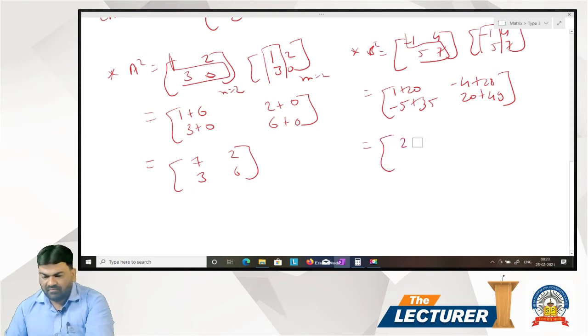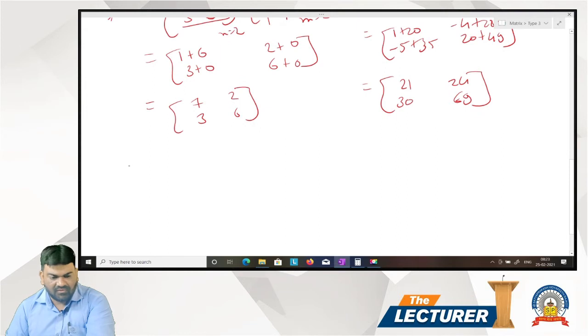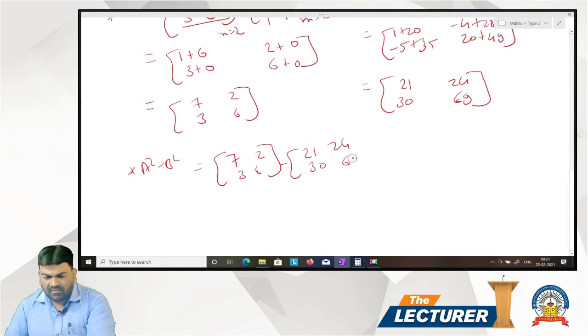20 plus 1, 21. 28 minus 4, 24. 35 minus 5, 30. 49 plus 20, 69. Now we have to find out A square minus B square. 7, 2, 3, 6, 21, 24, 30, 69. 7 minus 21, minus 14. 2 minus 24, minus 22. 3 minus 30, minus 27. 6 minus 69, minus 60.